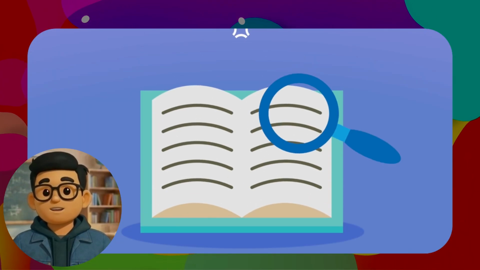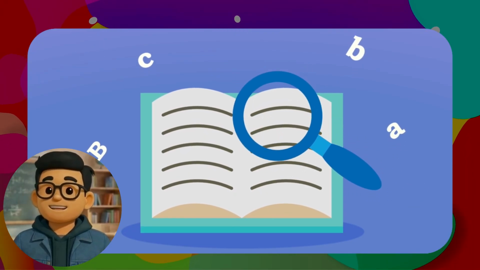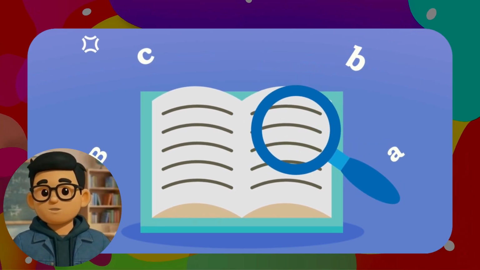Now, the 5 steps are search, compare, analyze, draft, and write. It's that simple, but only if we do one thing first. We define a clear research question.